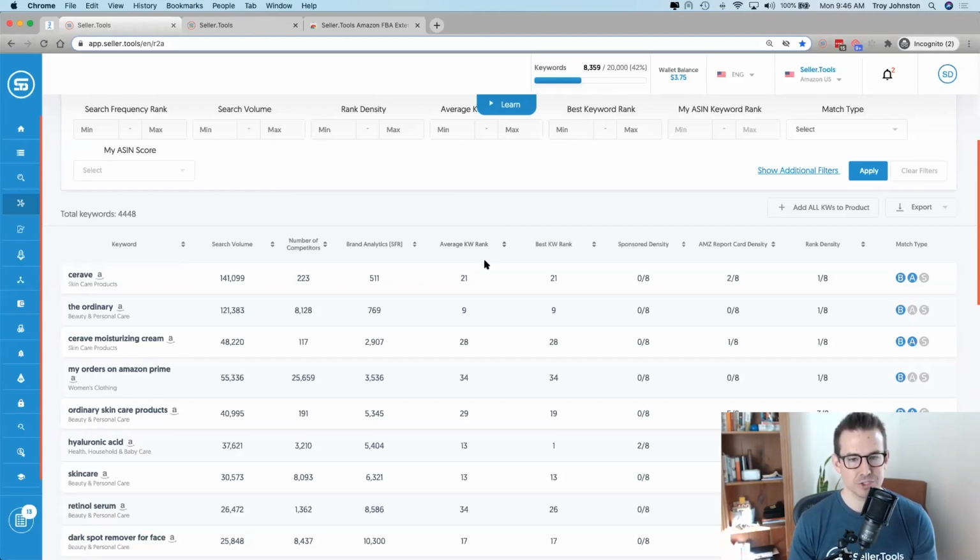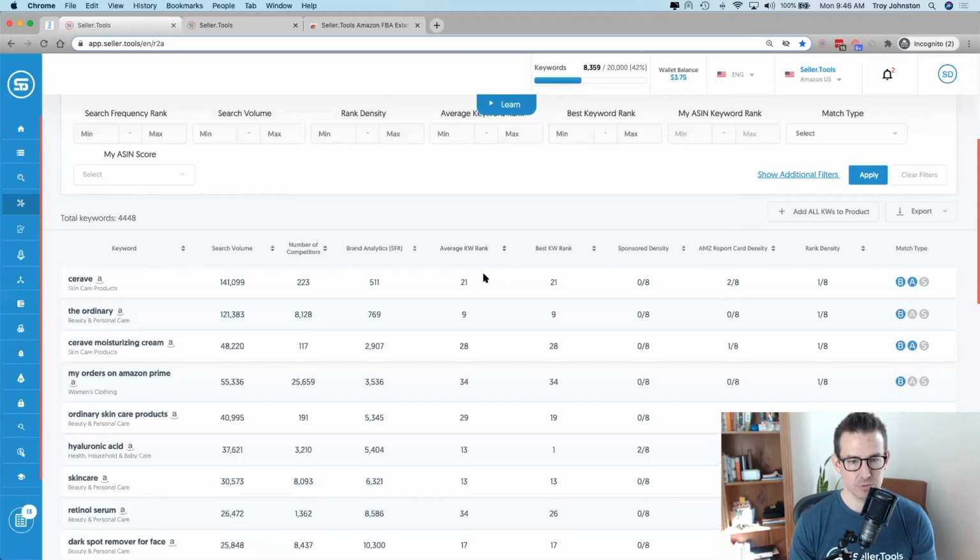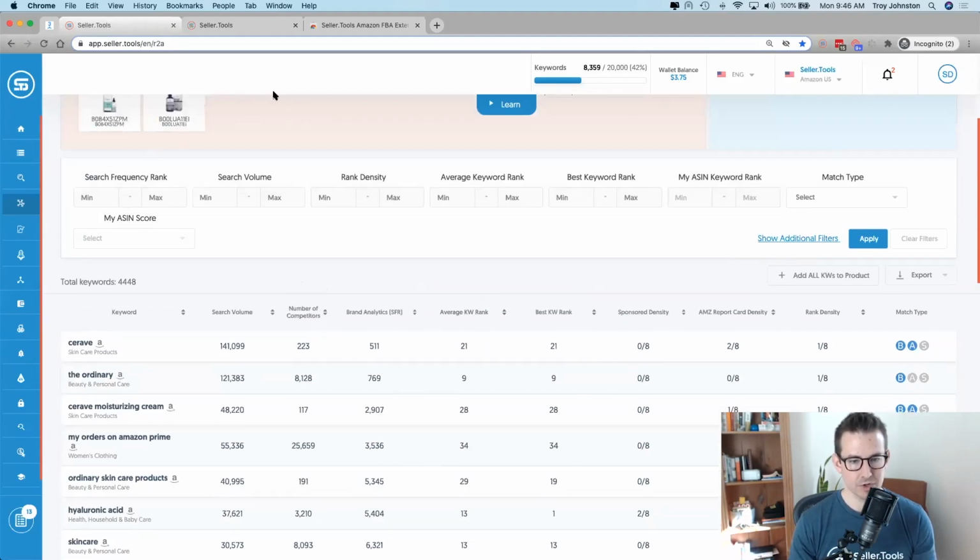Then we have the average keyword rank. This takes the average keyword rank for those target ASINs for this given keyword. So it'll take those 8 and say, okay, where are they ranking? And then average those out. We also have the best keyword rank. So of those target ASINs, which one is achieving the best keyword rank, and what is that keyword rank?